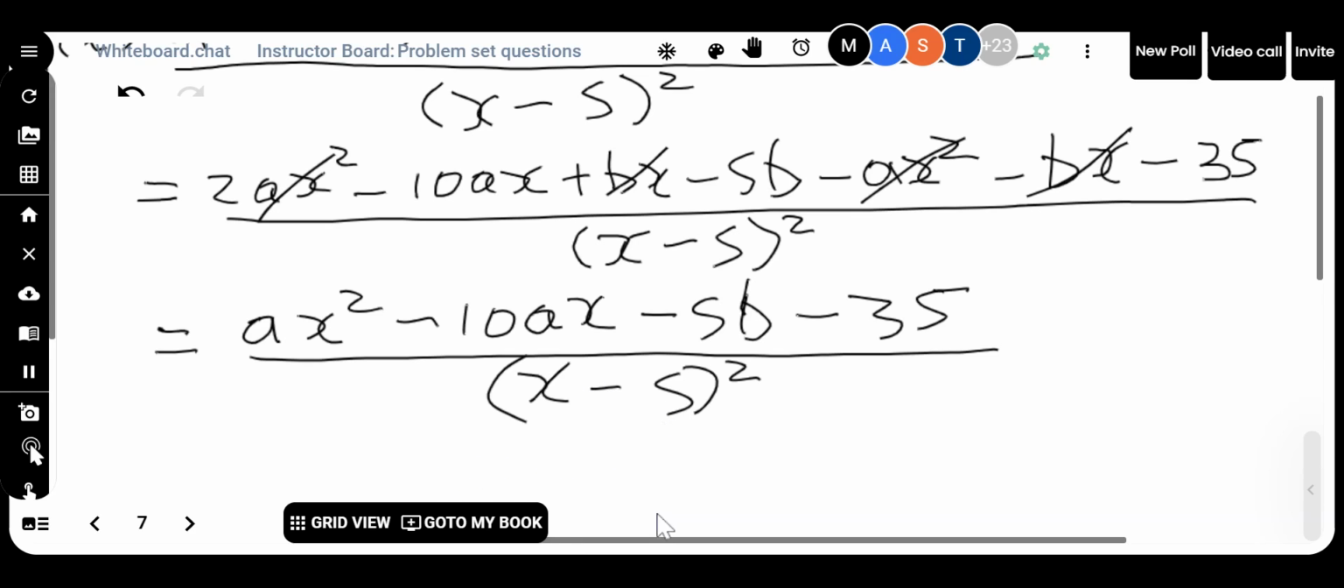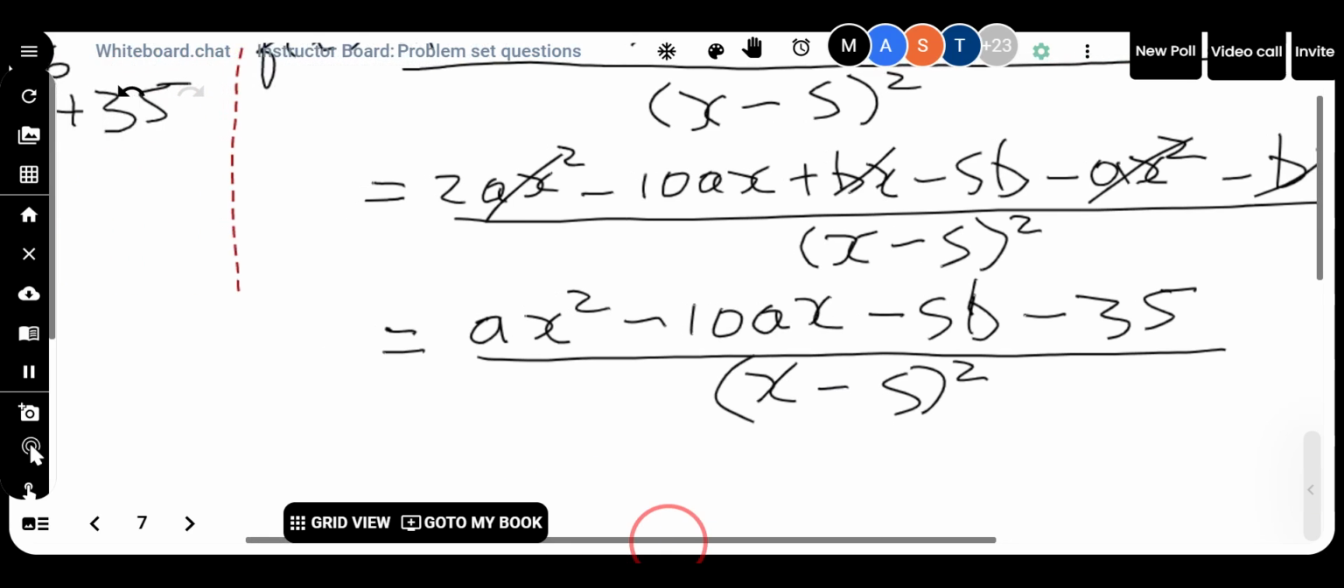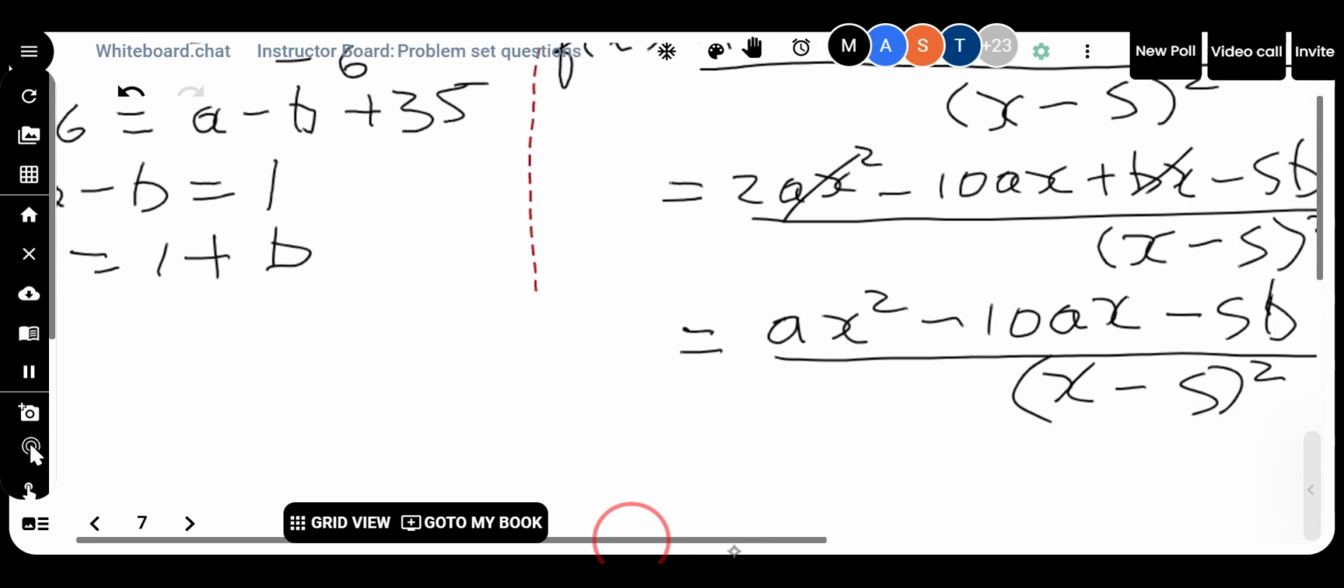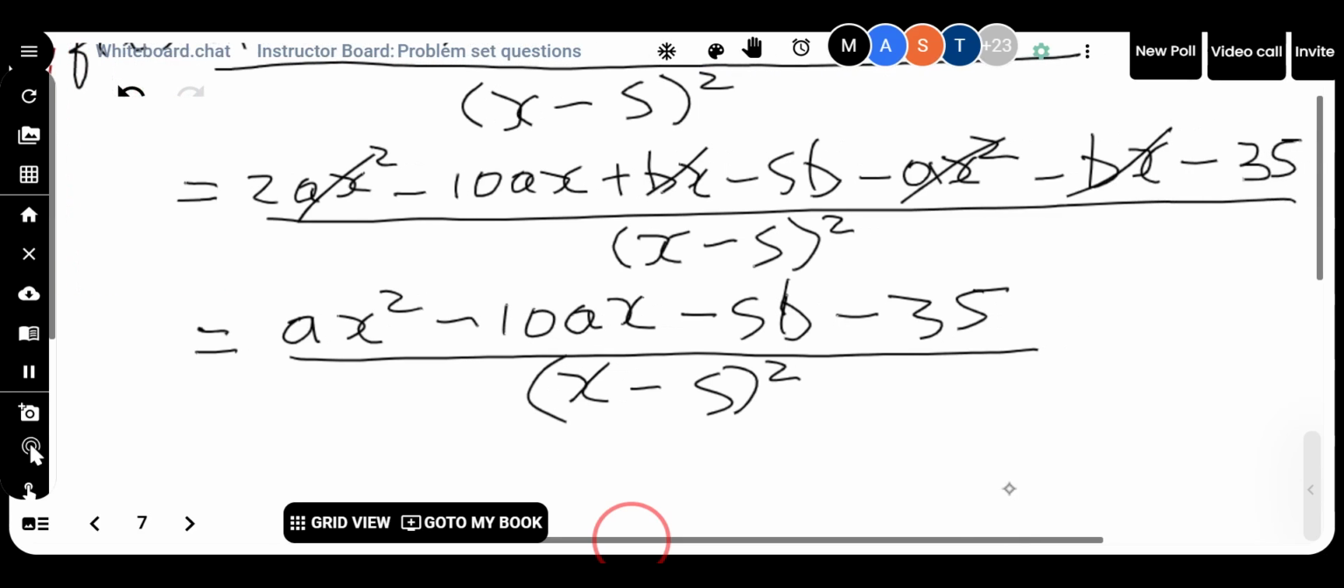Now, let me take you back to something else that we'd worked out before, that a minus b is equal to 1. Or, of course, we can say that a is equal to 1 plus b. That's something else that we can certainly derive from that, right? That's a given. We also have all of this over here, ax squared minus 10ax minus 5b minus 35.